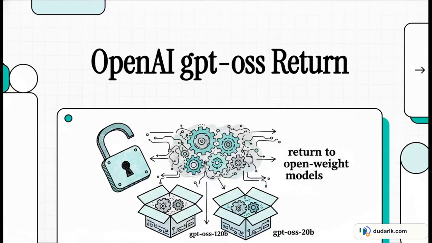Welcome to this explainer. Today, we're going to break down a massive pivot in the AI landscape. We are talking about OpenAI's return to open-weight models with the highly anticipated release of gpt-oss-120b and gpt-oss-20b. This is a strategic move that, honestly, fundamentally reshapes the entire developer ecosystem. We're going to unpack exactly what these models are, how they work under the hood, and what this all means for anyone building with AI right now.